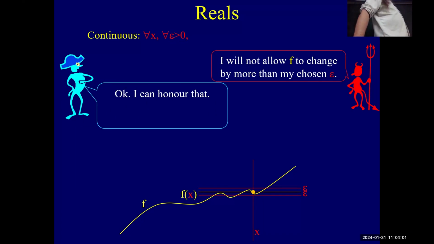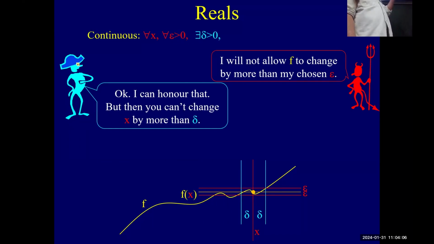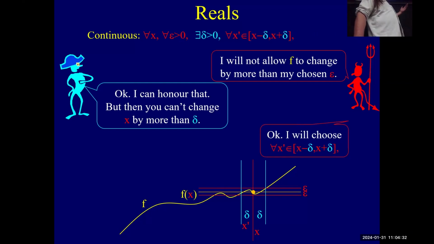All right. So I say, sure, cool. I can honor that, right? But I get to choose my delta. And my delta says, yeah, I can assure you f doesn't change by more than epsilon as long as you don't change x by more than delta, right? So the adversary says, okay, I'm going to change x, but I'm going to honor that I can't change it more than delta, right?